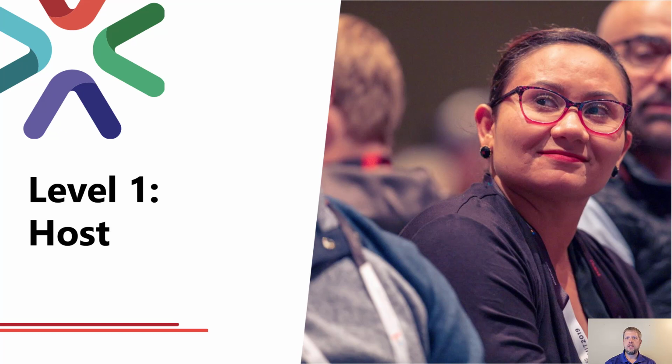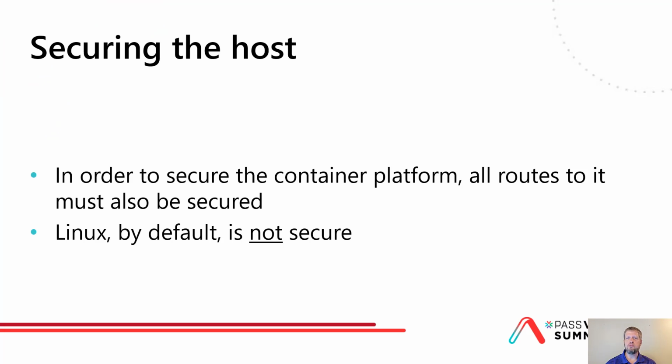The first layer of this is the host. And this is the Linux box that is running your Docker, running your containers. In order to secure that container platform, you have to make sure that all routes to it are secured. And this isn't just the host. If this host happens to be a virtual machine itself, you will need to secure the host underneath that. You'll need to make sure you secure the network. You need to make sure that you secure the storage appropriately. You need to secure every piece of it leading from the internet all the way into the entrances to this host.